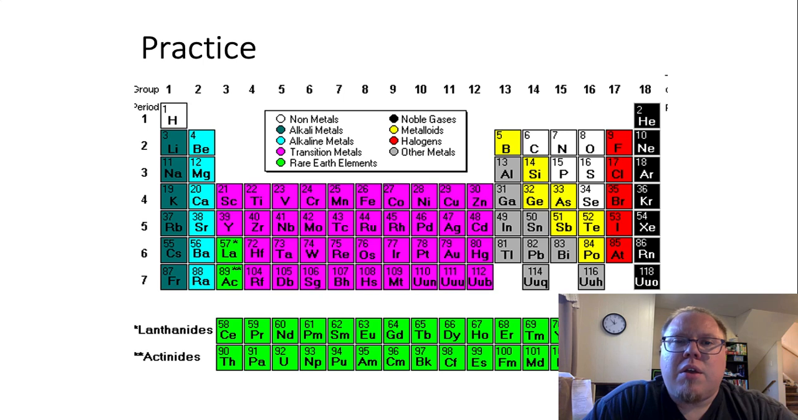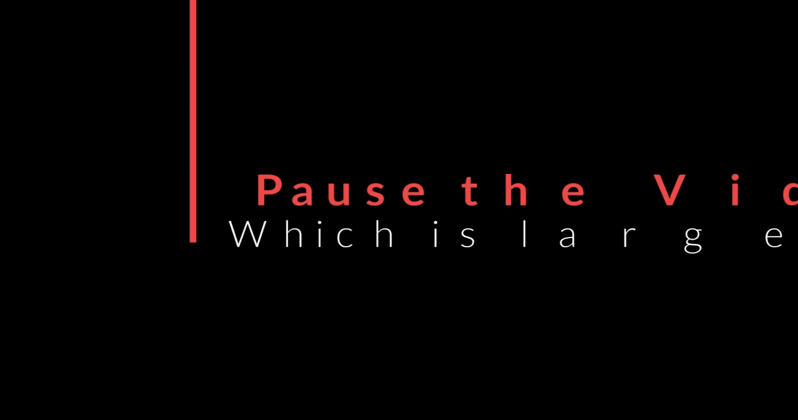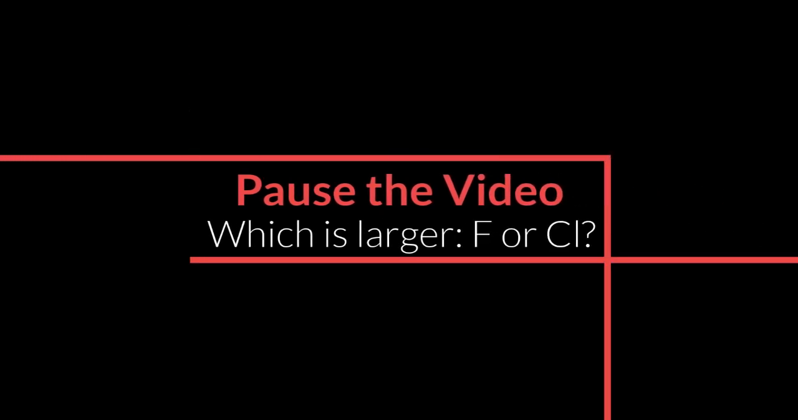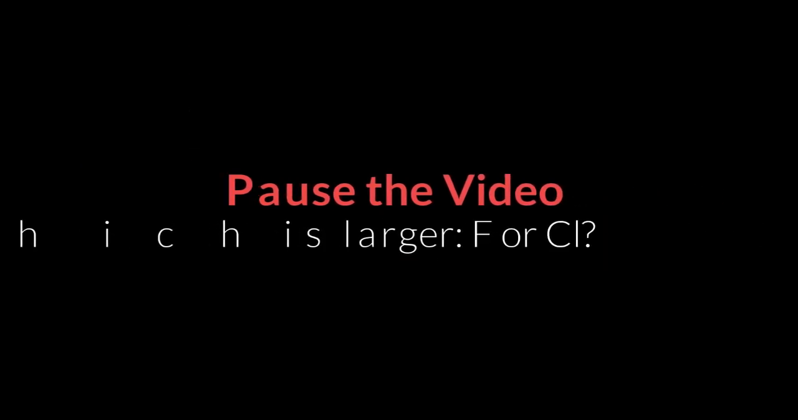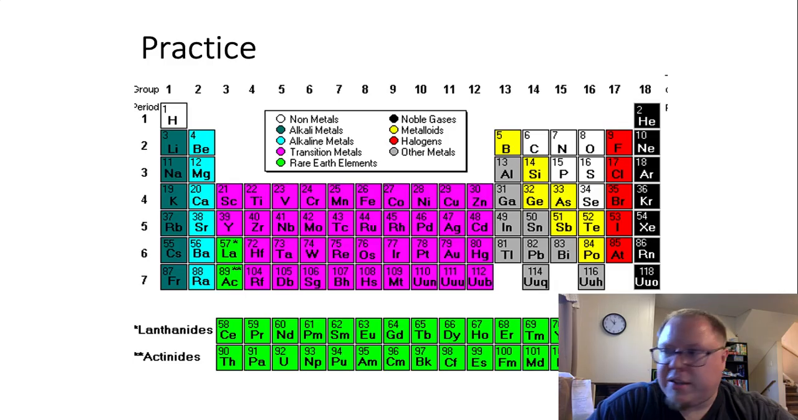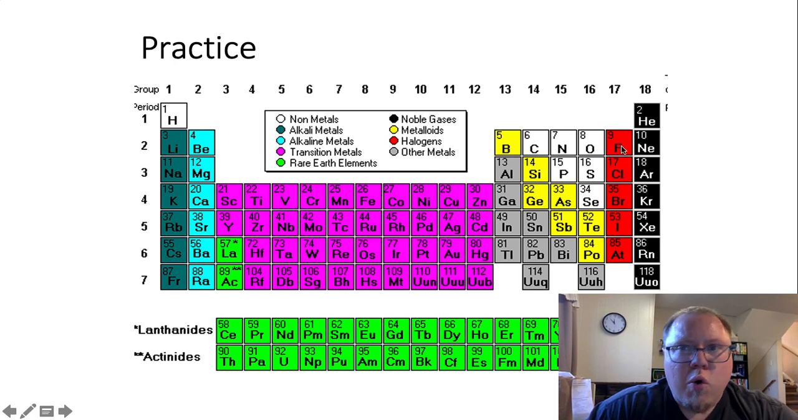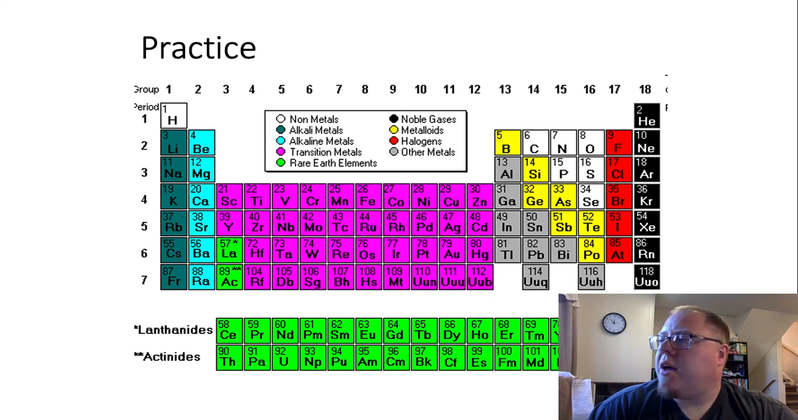What about fluorine and chlorine? Which is larger? Got an answer? So fluorine and chlorine are in the exact same family. Fluorine's right here, chlorine's right here. Fluorine has 2 orbits, chlorine has 3 orbits. The 3 orbits is going to be larger than the 2 orbits. It's got more electron shielding, so that other orbit is going to be further out, making the whole atom larger in terms of radius.